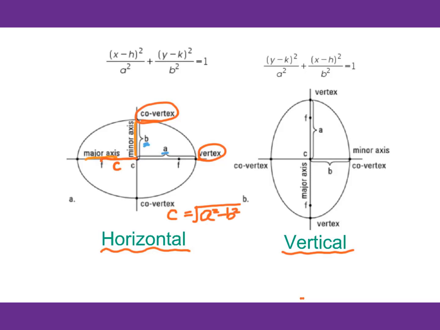If you are given an equation, how do you decide whether it is horizontal or vertical? Check the number under x squared and y squared. For ellipse, A is always greater than B. If A is below x squared, then this is a horizontal ellipse. If A is below y squared, then this is a vertical ellipse.